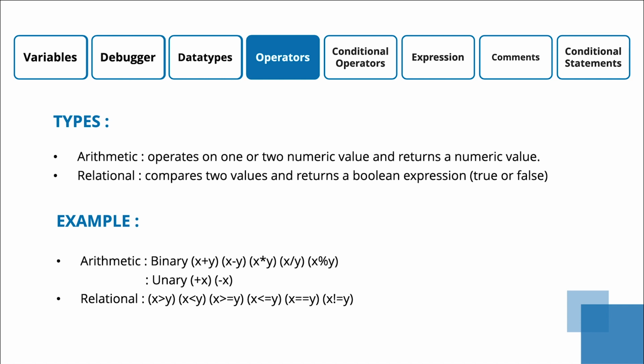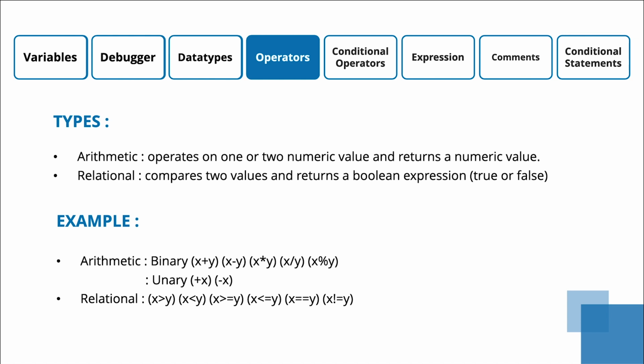The next thing we're talking about is the relational. Relational compares two values and returns like a true or false output. Now, is x greater than y, or is x lesser than y? Is it equal to y? Is it not equal to y, right? That's what these operators are.